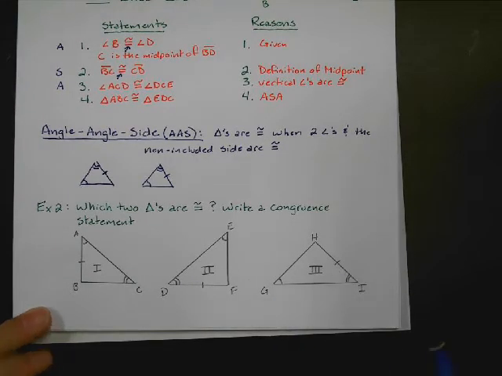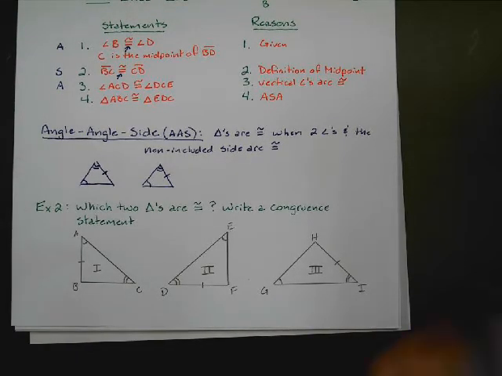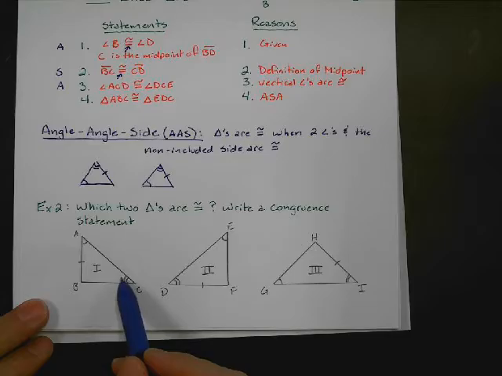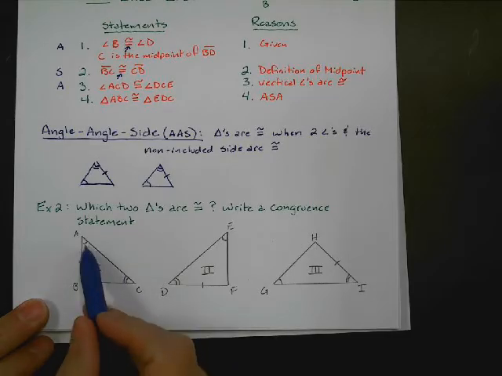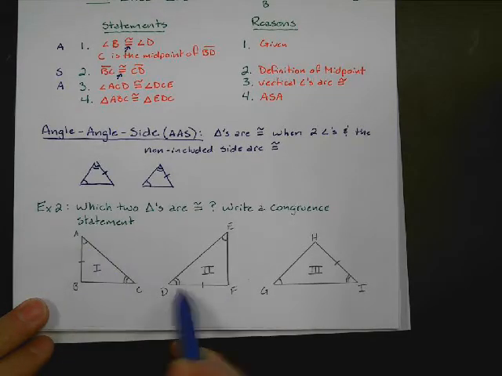So you might be thinking, Mr. Holcomb, check this out, all of them are angle, angle, side. They're all the same. But they're not, because order matters. Now let's look at this first one. The side is touching the angle with one tick mark. Over here, the side is touching the angle with two tick marks. Those are not the same. They're in a different order.